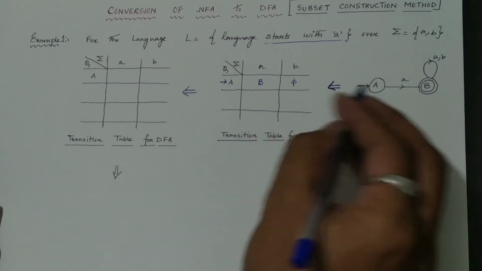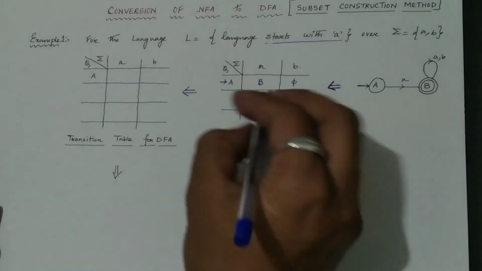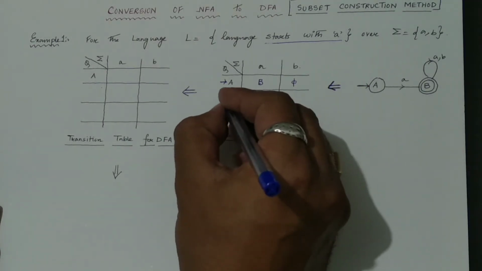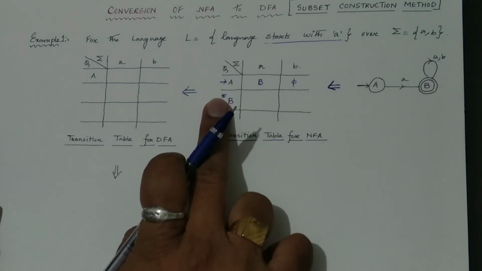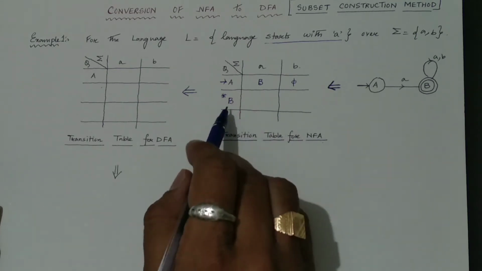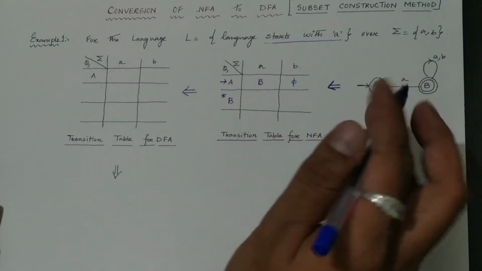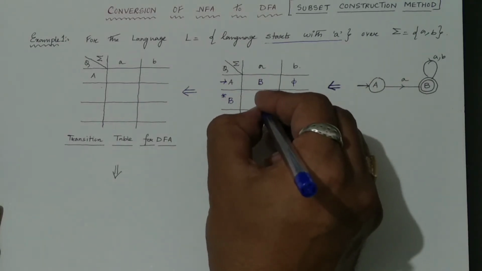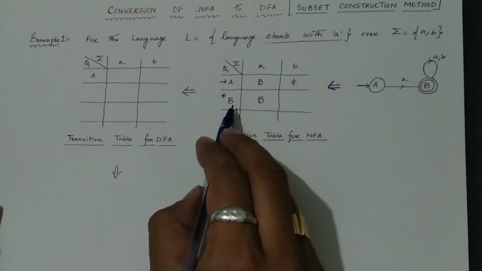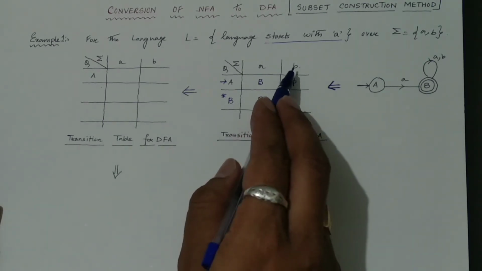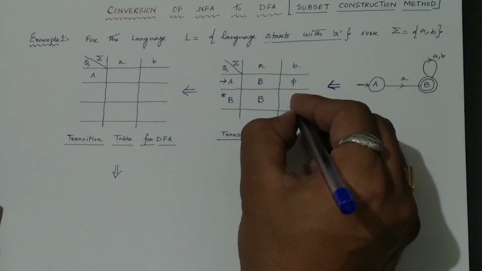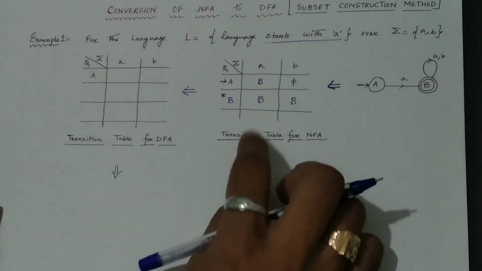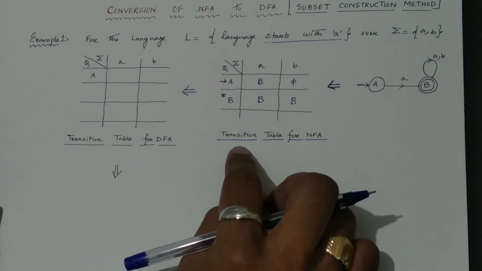Now state A is done. Now I will look into state B, and we know that it's a final state. The final state is represented by a star, right? State B on seeing A goes to itself, so again B. Then state B on seeing input alphabet B goes to itself, so again state B. So this is completed. The transition table for the NFA is done.